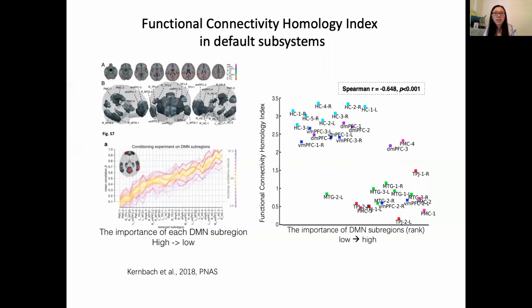We also correlate the homology score with the importance rank of default network subregions based on a recent study. We find a significant negative correlation between the importance of default subregions and this homology index. This indicates that the most important subregions in the default network have the lowest cross-species similarity. In other words, the most important subregions in the human default network might have developed the latest in evolution and represent a recent evolutionary adaptation.